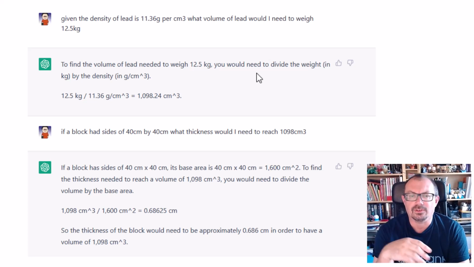So I just wrote it as a sentence: to find the volume of lead, what that needs, blah blah blah, and it answered instantly with its working out. It told me exactly what volume of lead I would need, and so that's great. But he wants to do a block of 40 centimeters by 40 centimeters. How thick would that need to be for that particular weight? And again, it just spat out the answer.